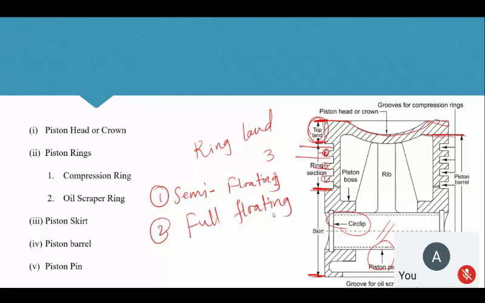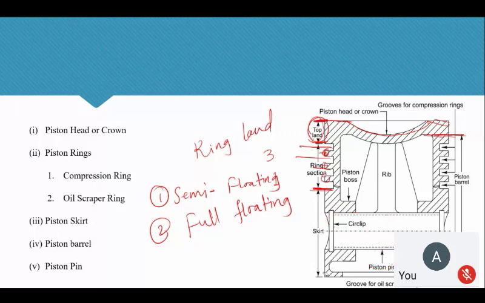Please explain, sir. I did not understand semi-floating, full floating. Sorry, who is this? Don't know what the difference is? Who is this, the great one asking the question? Vedant. Okay, Vedant.